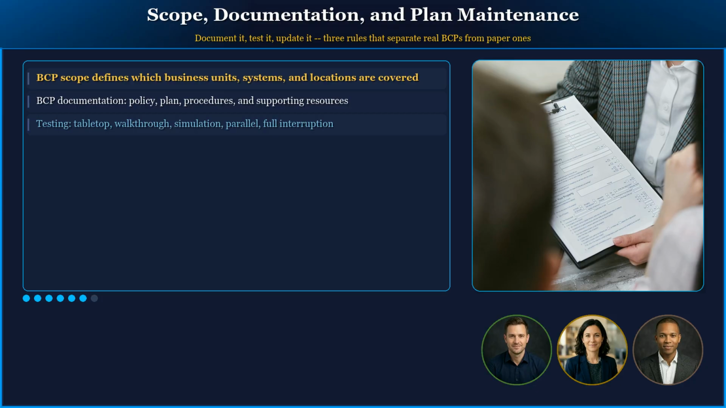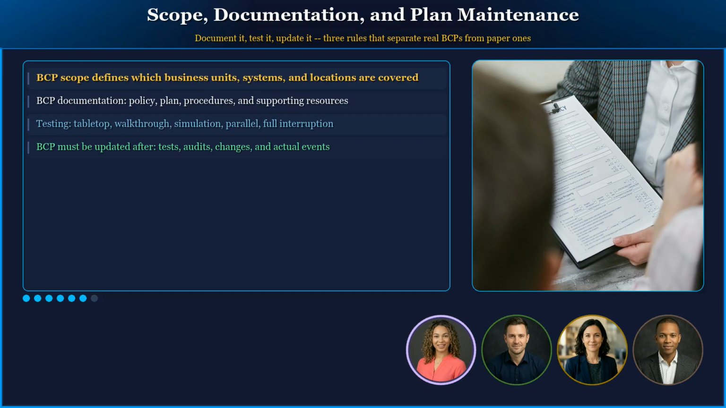Testing types are frequently tested on the CISSP exam. A tabletop exercise is a discussion-based walkthrough. A simulation introduces a scenario but does not activate systems. Parallel testing runs recovery systems alongside production without cutting over. Full interruption testing cuts over to the recovery environment completely, the highest risk but most realistic test.